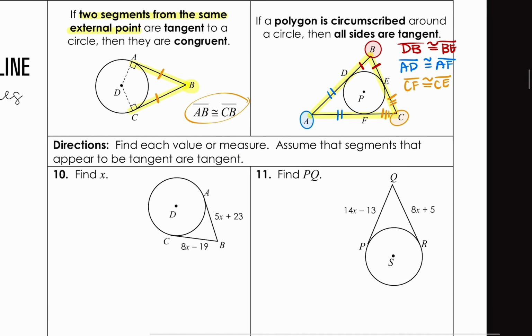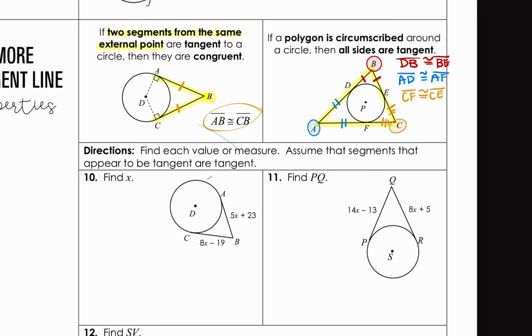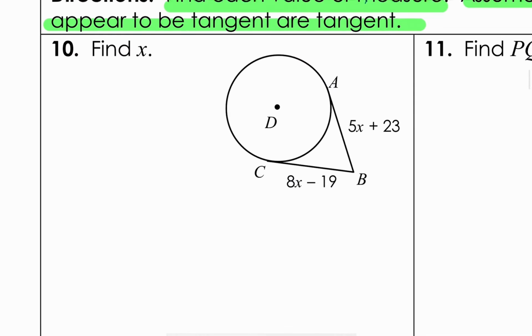With those two new properties that we've learned, we're gonna solve these problems. So we read directions. It says find each value or measure. Assume that the segments that appear to be tangent are tangent. Okay. So it looks here that AB is tangent to the circle as well as CB is tangent to the circle. And since they're coming from that same external point B, that would mean that they are congruent to each other. So you should be saying that 8x minus 19 is equal to 5x plus 23.